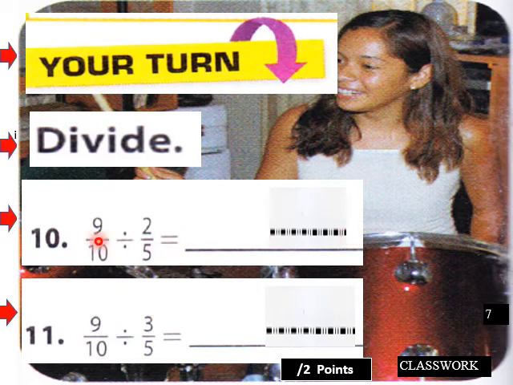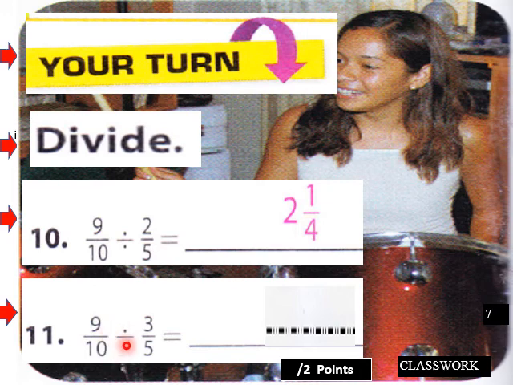Welcome back, everybody. 9/10 divided by 2/5 equals 2 1/4. Why? Because we multiply 9/10 by 5/2, and we get 45/20. 45/20, which is 2 and 5/20, which is 2 1/4, right?